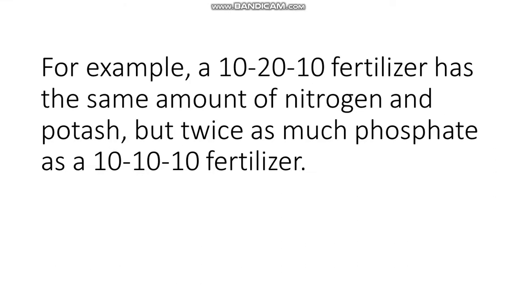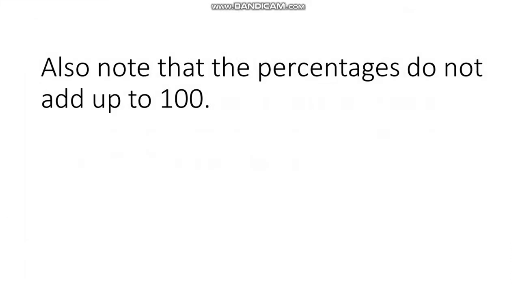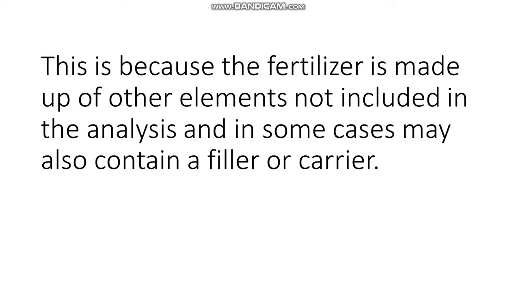For example, a 10-20-10 fertilizer has the same amount of nitrogen and potash, but twice as much phosphate as a 10-10-10 fertilizer. Also note that the percentages do not add up to 100. This is because the fertilizer is made up of other elements not included in the analysis, and in some cases may also contain a filler or carrier.